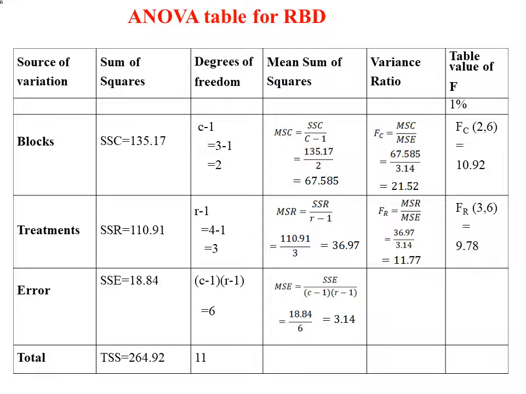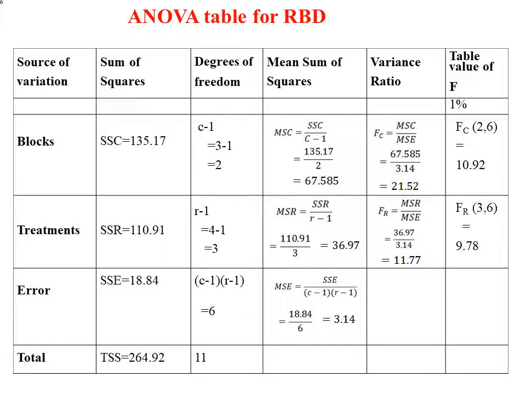And for mean sum of squares, MSC formula, as I said earlier, this value by this value, that means SSC by C minus 1 is the formula. Then 135.17 by 2 is equal to 67.585. Similarly, MSR, mean sum of squares with respect to row, is equal to SSR by R minus 1, that is 110.91 by 3, you will get 36.97. And the MSE, error value, is equal to SSE by C minus 1 into R minus 1, that is 18.84 divided by 6 equal to 3.14.